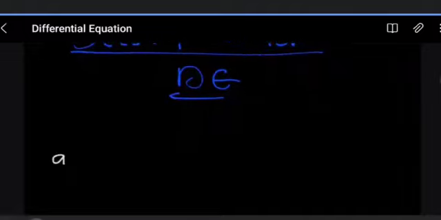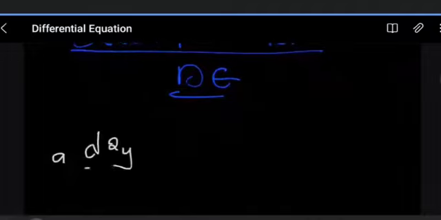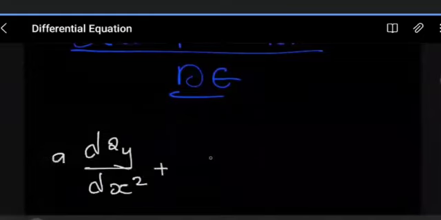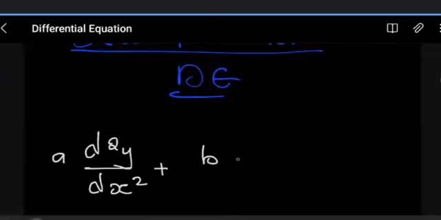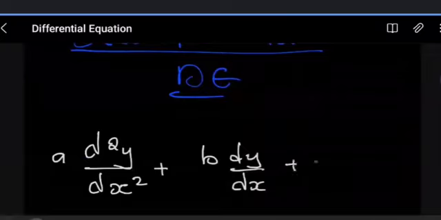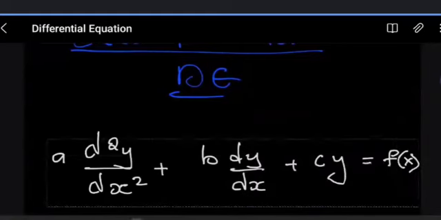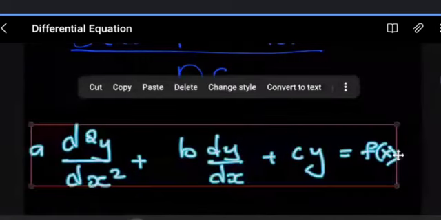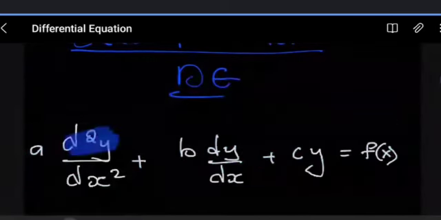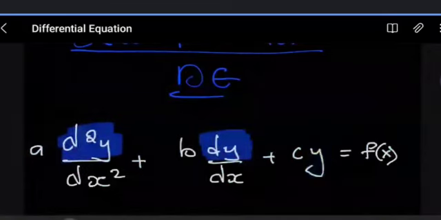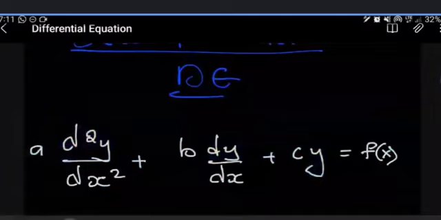You're going to have a constant a, and then you have d squared y over dx squared here, and then you have b, and then this will have dy over dx, and then you have plus cy is equal to f of x. So this is an example of a second order differential equation. As you can see, this is a second derivative, and this is a first derivative, and then this is just the function y itself. Now, there are two cases that we are going to start by analyzing.